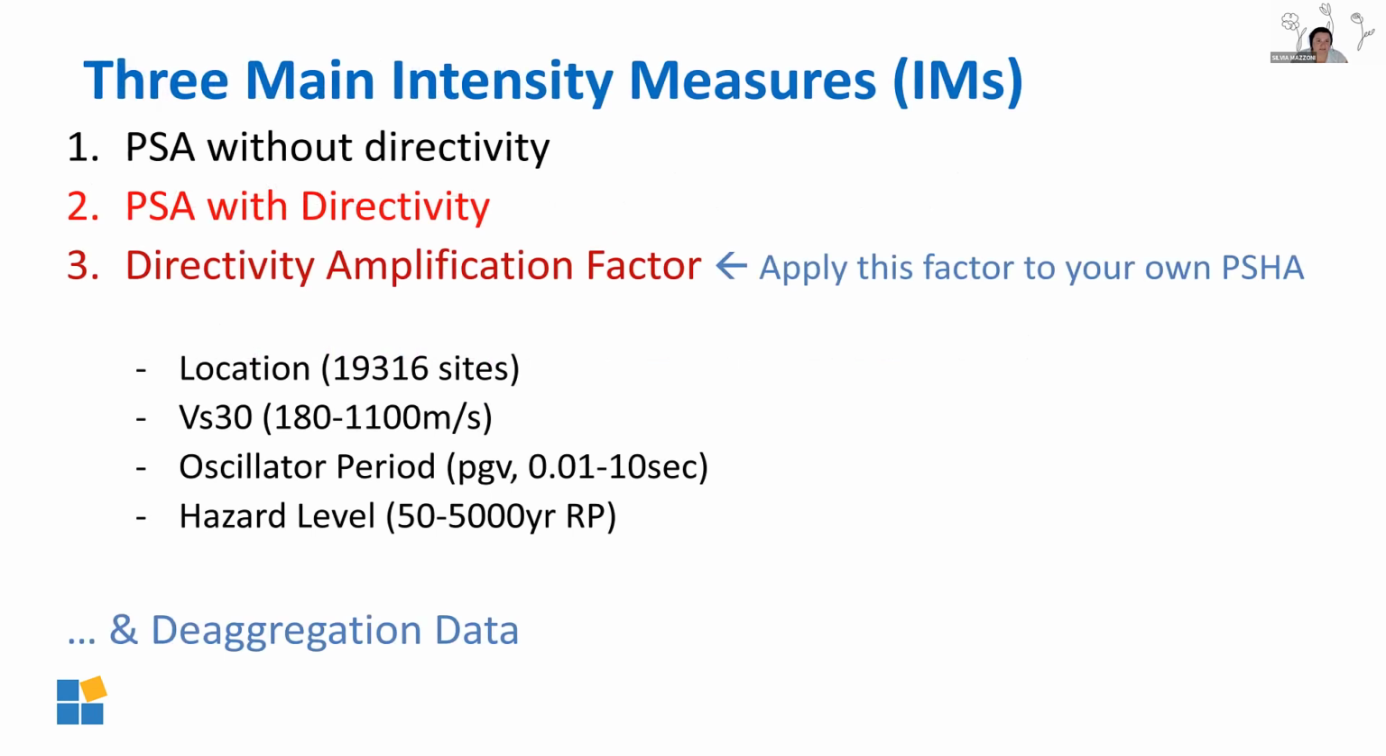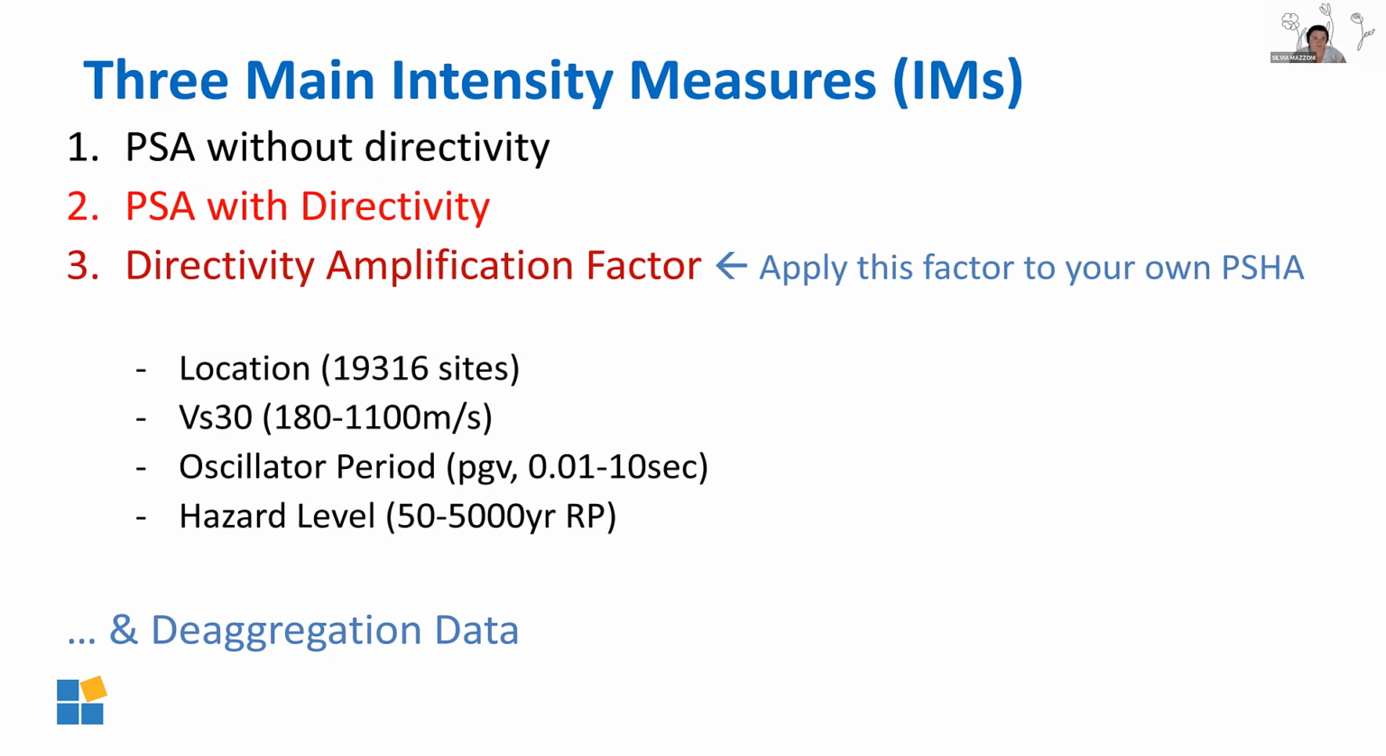The main intensity measures that we're interested in, and Linda has talked about these already, and you'll see these again and again in the maps and the tools, are the PSA without directivity, and that's nothing new except that it's a great statewide implementation of UCERF3, but the most important data is the spectral accelerations with directivity. Using those two data sets, I then computed these directivity amplification factors.